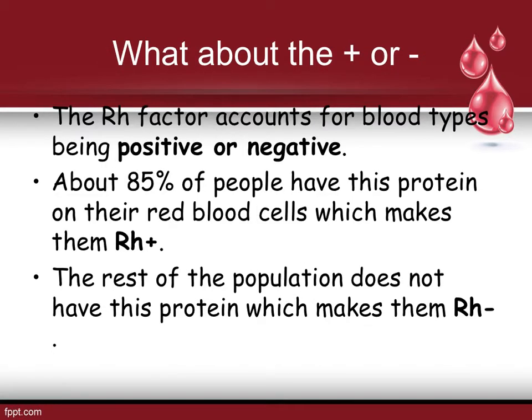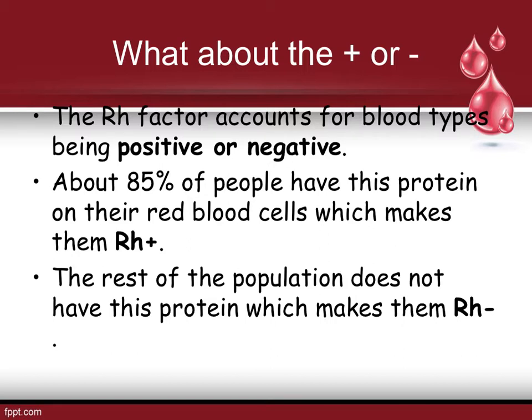All right, so that takes care of the A, B, O, or AB. Now we need to talk about the positive or the negative. And that is controlled by what we call the Rh protein or Rh factor. About 85% of people make an Rh protein, which makes their blood type positive. So it makes them Rh positive for whatever their blood type is. The other 15% of the population does not make this protein, so that makes their blood type negative, or Rh negative.